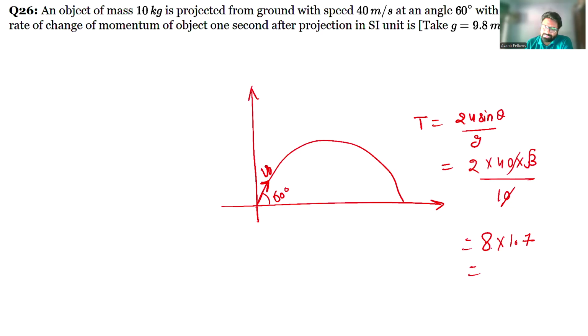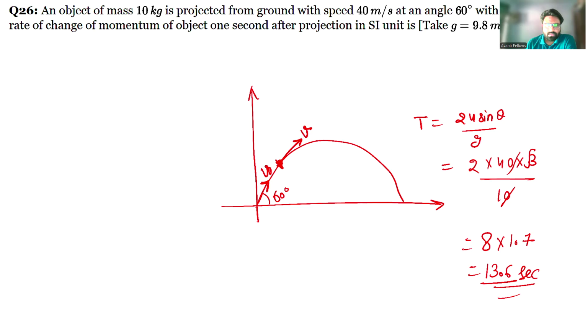We can say 8 7 is 56, 8 1 is 8, plus 5, 8 plus 5 is 13. So approximately 13.6 seconds it is taking to complete this projection, which means after 1 second it is somehow here at this particular point, and the velocity will change to v.